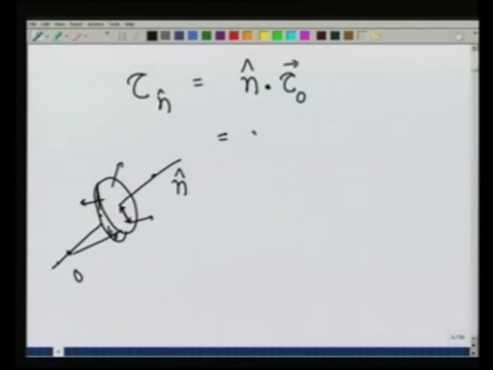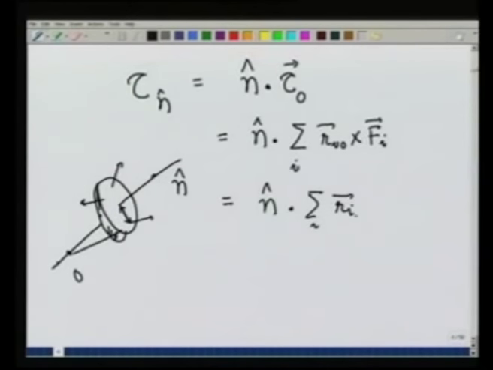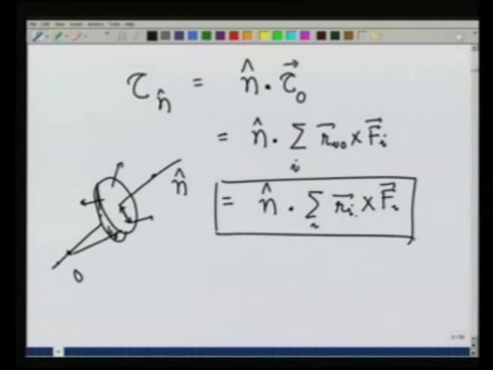So, this I can write as n dot summation over i of R_iO cross F_i, and to emphasize that this is really independent of the origin, I will write it further as n dot summation over i of R_i cross F_i. I have removed this index O. This is the component of the total torque along the direction of the axis, and this is what I will call the torque about axis, let us say n.